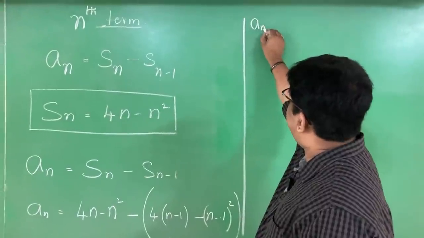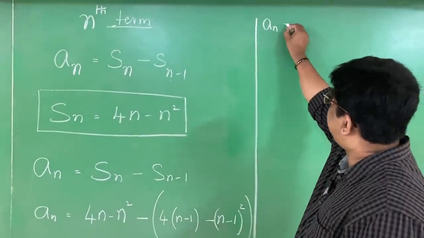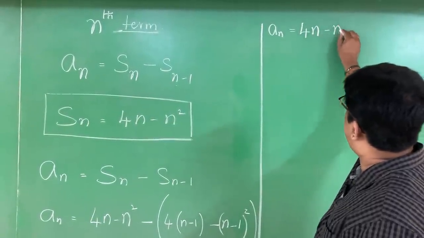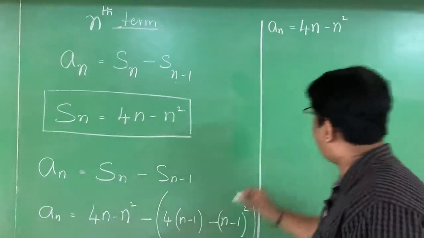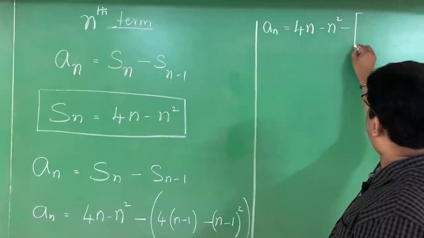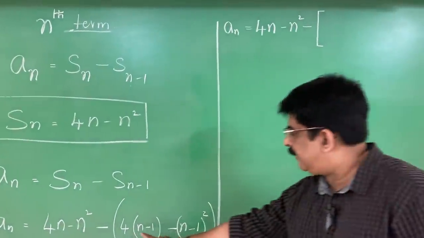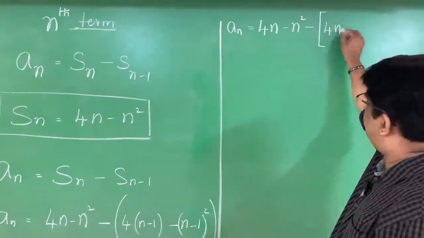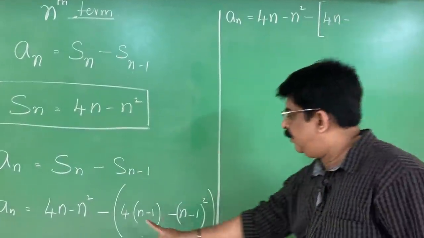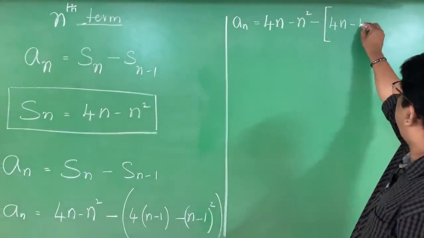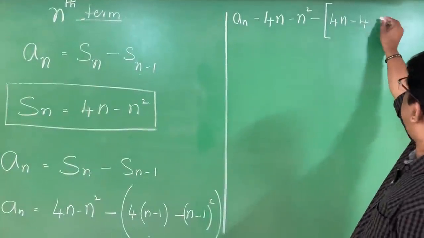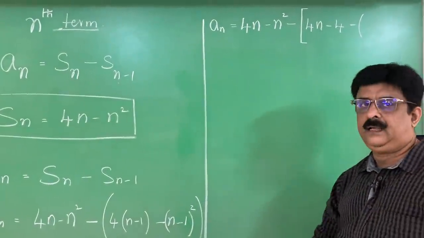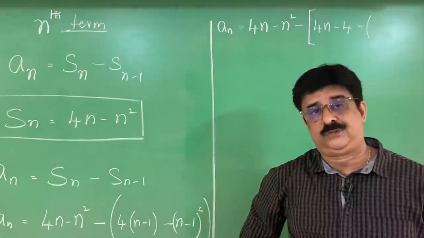See, an I write as it is, which is equal to 4n minus n square, minus of bracket I start. Now remove the bracket here: inside 4 into n, 4n, minus 4 into 1, 4. Then minus, there is another bracket there because n minus 1 whole square. It is a minus b whole square.